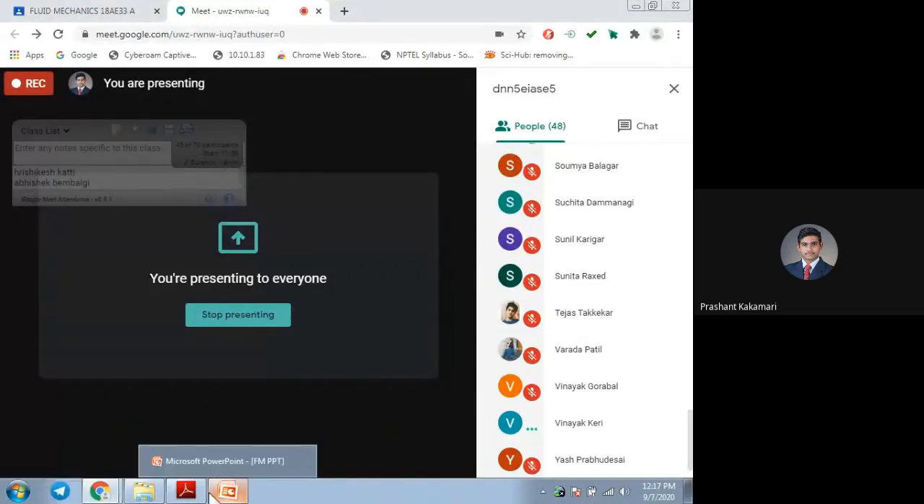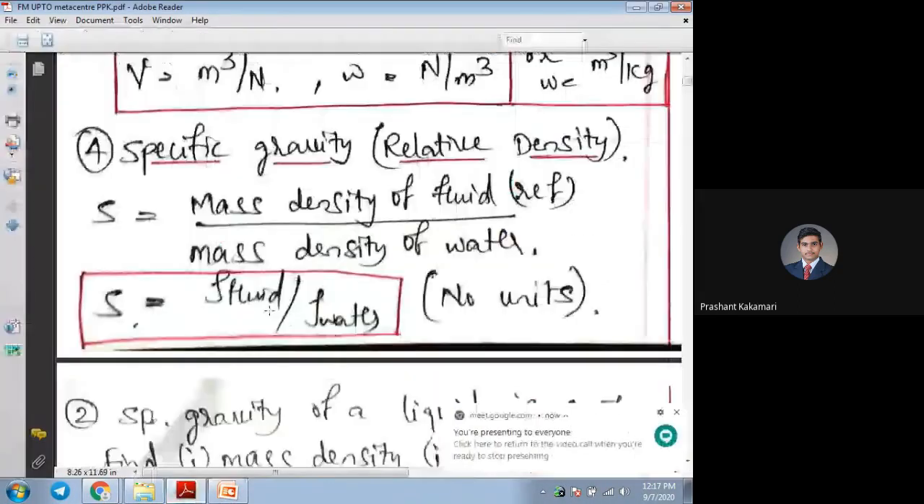Because what happens here in the properties, we have all the ratios and units and conversions, notations. It may get confused later. So better you note them down. Okay, sir, we are all noting down, sir.